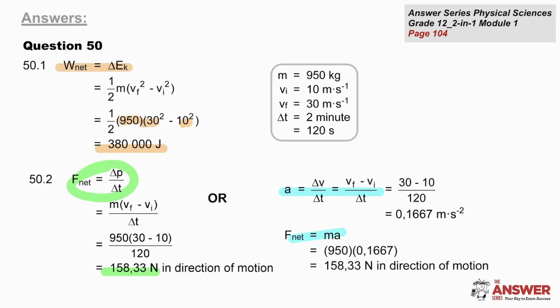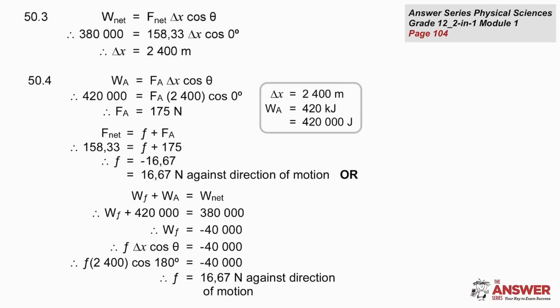Remember best practice when doing a two-step calculation. Carry the first answer forward in your calculator without rounding off, so that your final answer is more accurate. That is what we have done here. Use the work definition to find delta x. The net work comes from 50.1 on the previous slide, as does F net. And both vectors are going in the same direction, so theta is equal to 0.